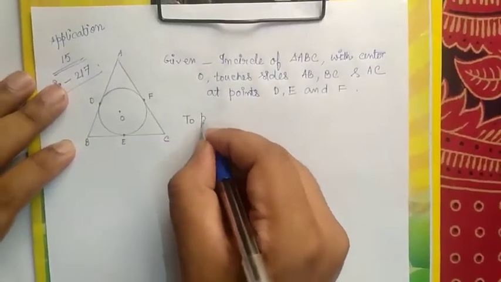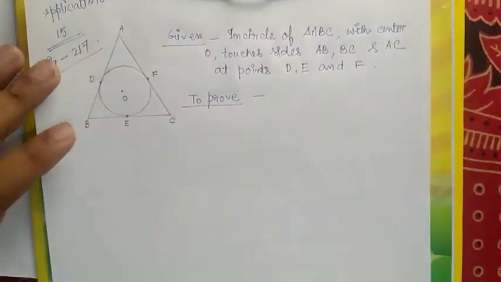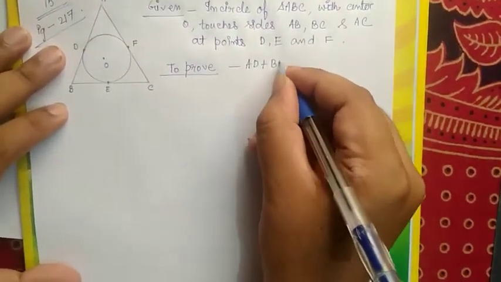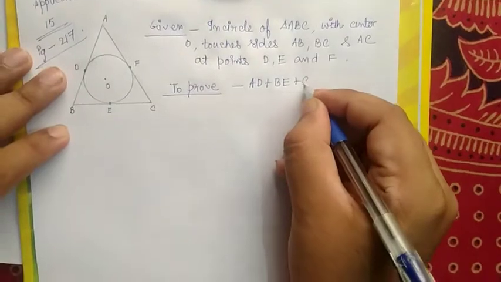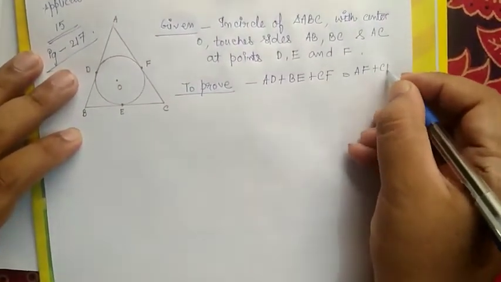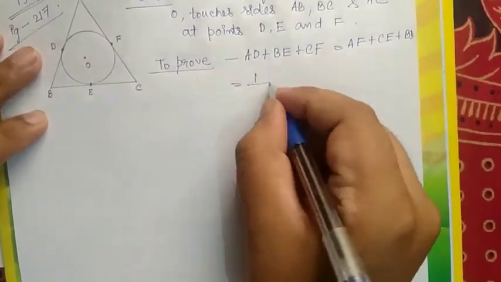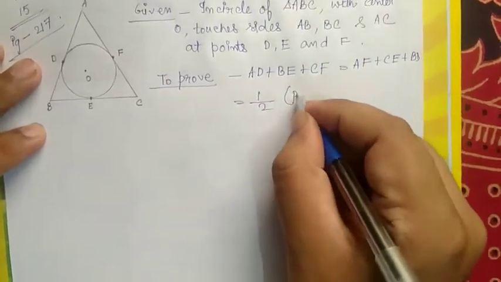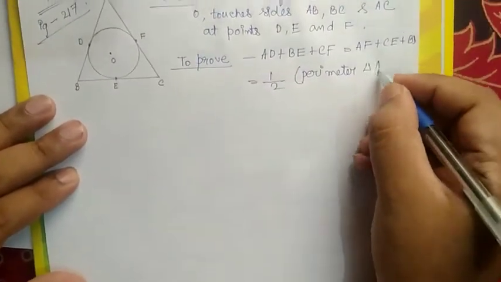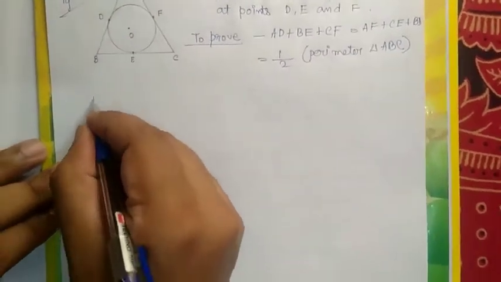To prove, or required to prove, we have to prove that AD plus BE plus CF equal to AF plus CE plus BD equal to half of the perimeter of triangle ABC. Proof.